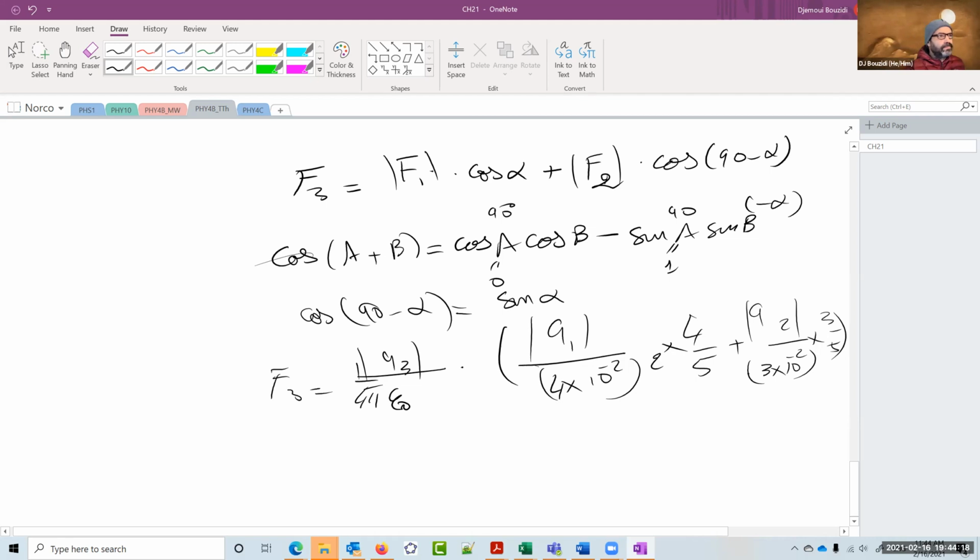Do you guys understand how this works for this problem? I'm going to leave it to you guys to finish the numbers.